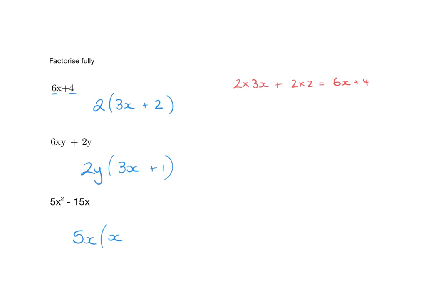And then on the next one, 5x multiplied by what gives me minus 15x. So in this case, it's going to be minus 3. So watch out for those negatives.